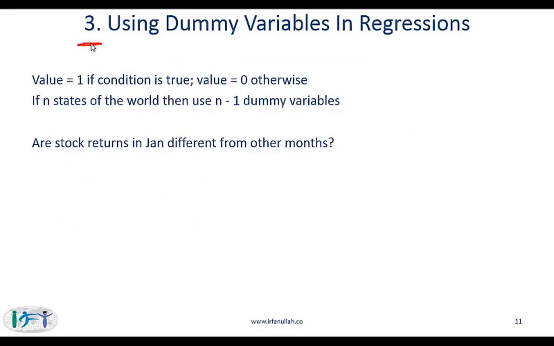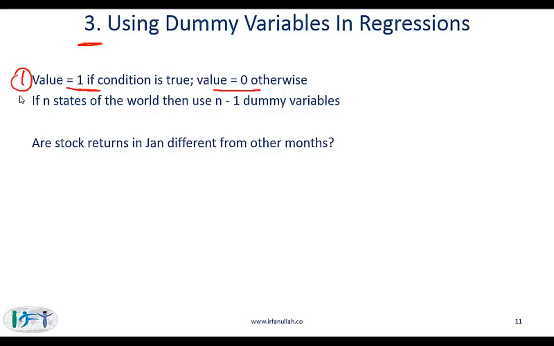Next section is using dummy variables in regressions. So what's a dummy variable? A dummy variable is a binary variable where it takes on a value of 1 if the condition is true and a value of 0 if the condition is not true.